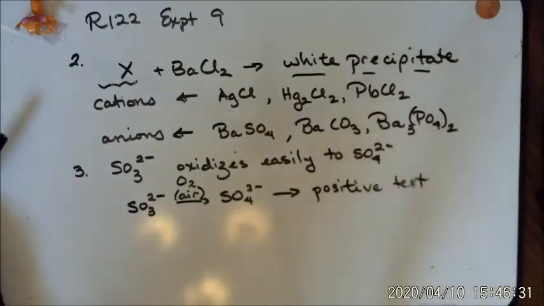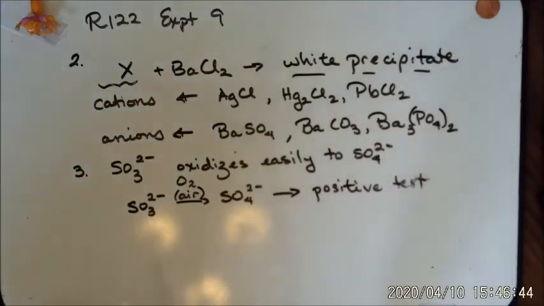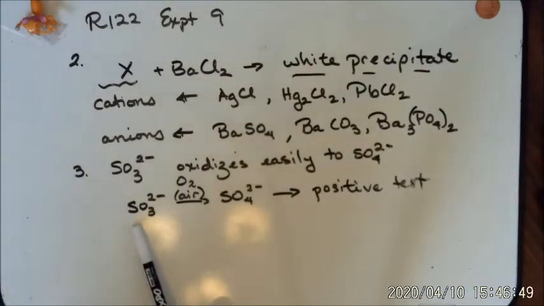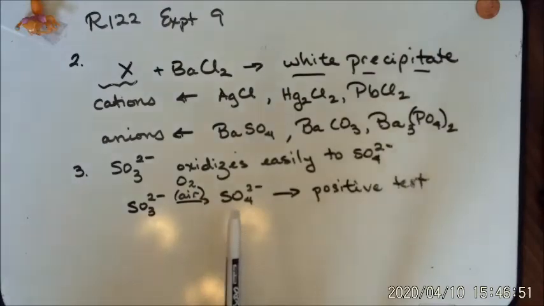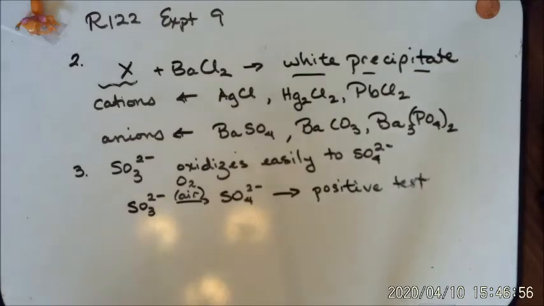If you look at number 3, it says a moderate test for sulfate is to be expected even if you don't have sulfate, you only have sulfite. Well, remember, the oxygen in the air is enough to actually oxidize sulfite into sulfate. So when you test your solution and it only has sulfite, you'll still have a positive test. Not a strongly positive one, but slightly positive, because some of the sulfite that you already have is going to oxidize into sulfate.